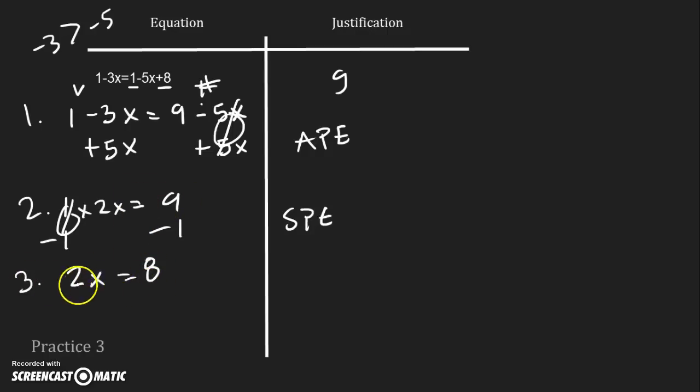And now the last step to eliminate the 2, since it's being multiplied, we can go ahead and divide. That's the inverse here. These divide to 1. We're left with just x equals 8 divided by 2 is 4. That is our answer. And why can we divide 2 to both sides? Division property of equality.